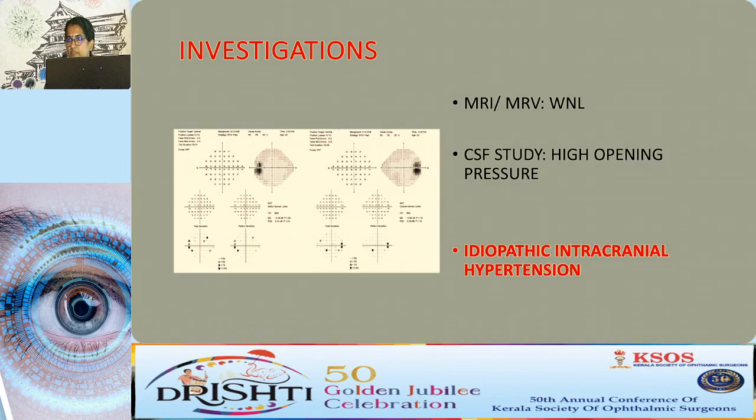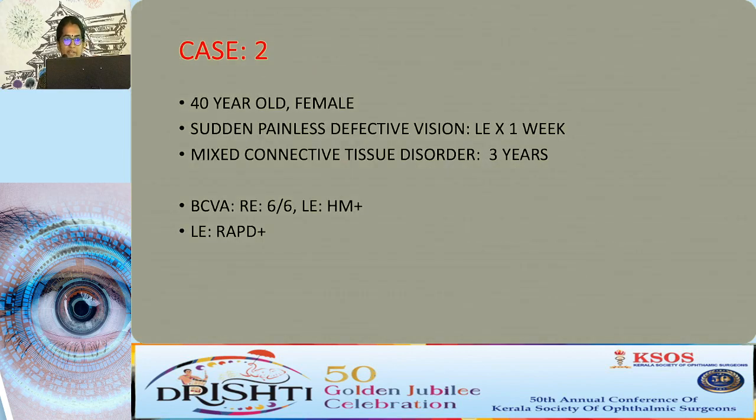So you have a lot of people who are asymptomatic, especially young females who come accidentally to your OP for some other things, and they are diagnosed with idiopathic intracranial hypertension. I think we ophthalmologists see them first, and the diagnosis is very critical because it actually gets cured with the use of proper medications.